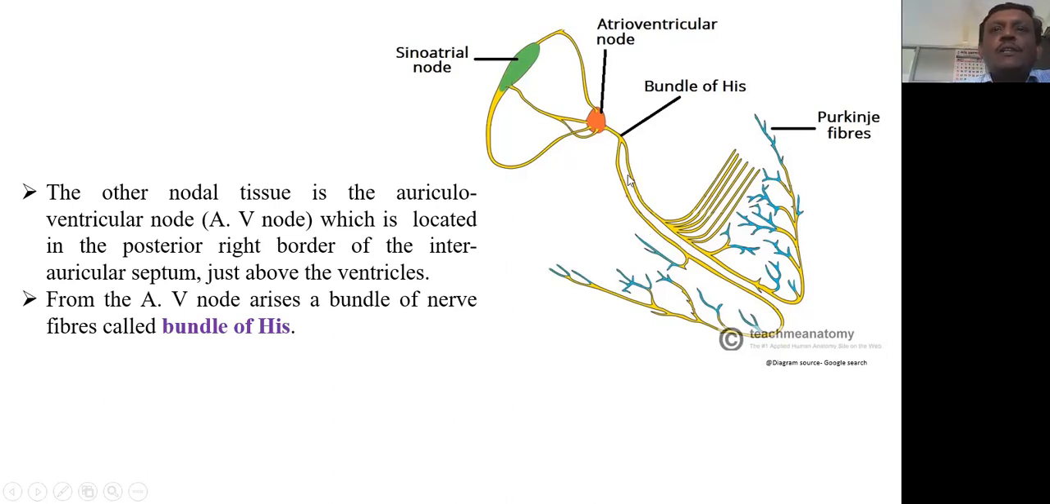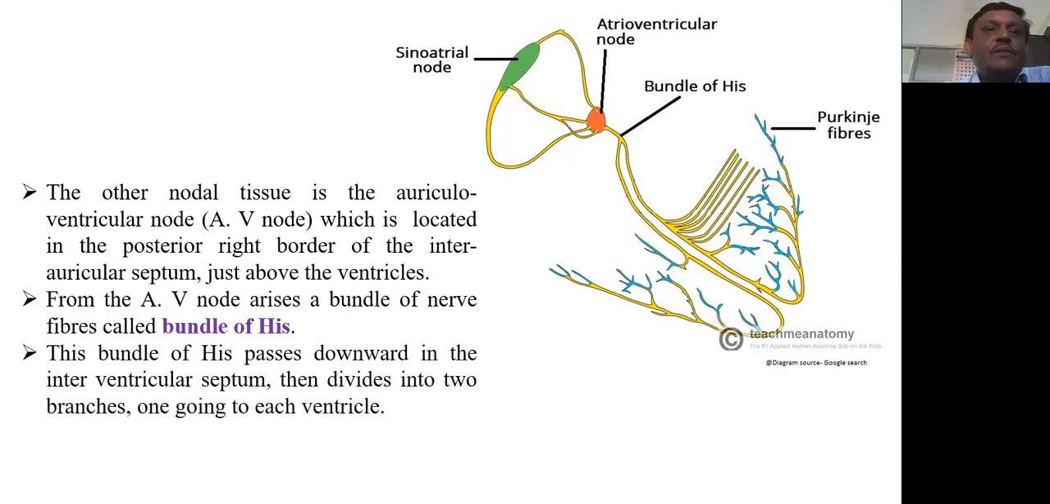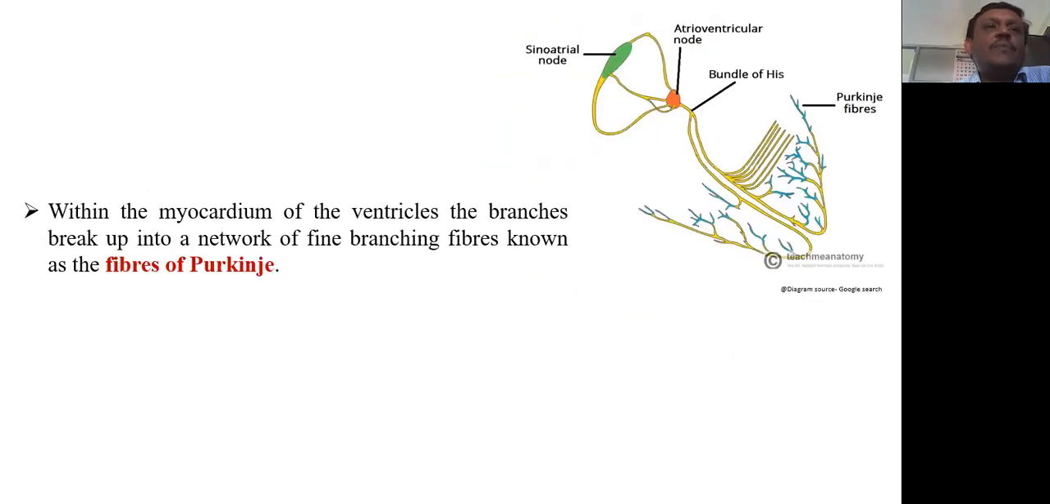This bundle of His passes through interventricular septum. So bundle of His passes downward, then divides into two branches, one left branch, one right branch. Right branch passes to the wall of right ventricle, and left branch passes in the wall of left ventricle. So this bundle is a bundle of nerve fiber arising from AV node. It is referred as bundle of His. This bundle passes down in the interventricular septum and divides into two branches, one going to each ventricle.